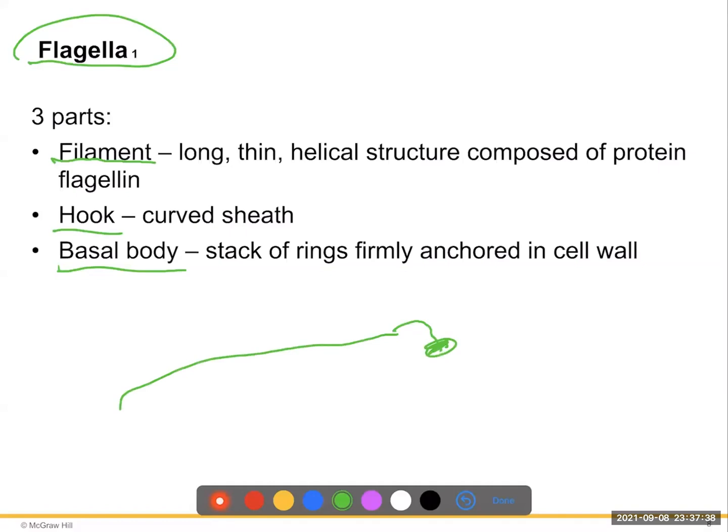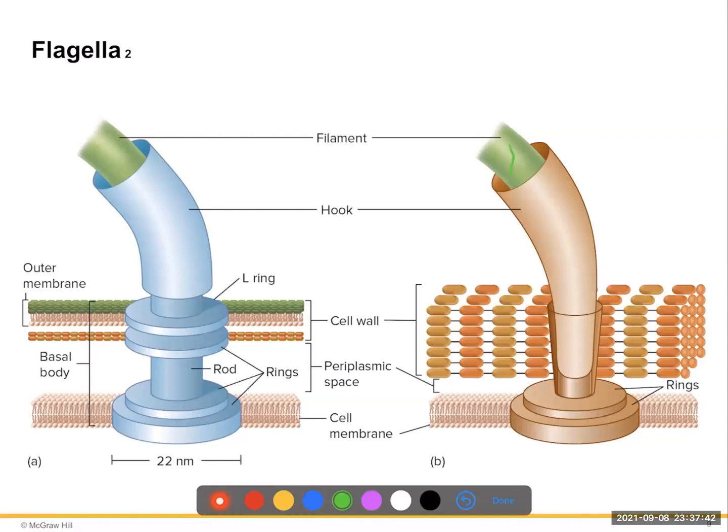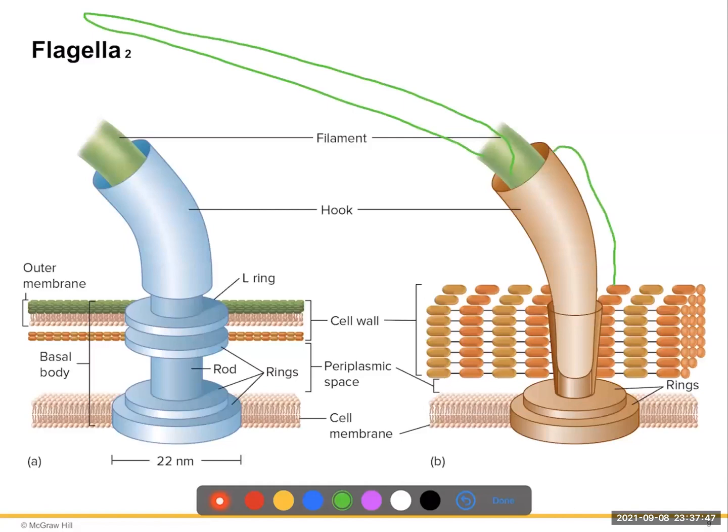So the filament, the hook, and the basal body. And this is what it looks like. This is where the filament comes out. And this is really long and extends out from here. But this is the hook that supports the filament. And then the basal body connects it and makes sure it's anchored into the cell body.